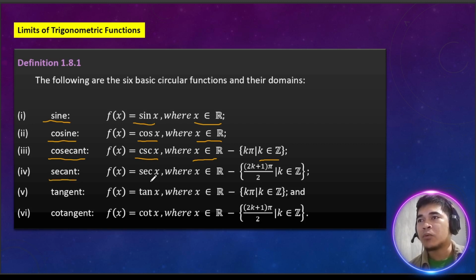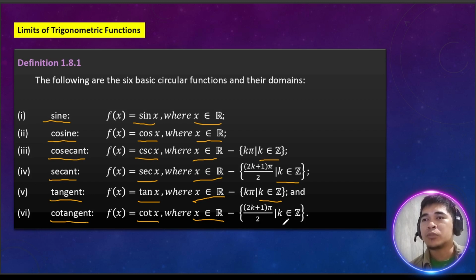Secant, f of x equals secant x, where x is an element of the real numbers minus 2k plus 1 times pi, all over 2, such that k is an element of the integers. Tangent, f of x equals tangent x, where x is an element of the real numbers minus k times pi, such that k is an element of the integers. And last, cotangent. F of x equals cotangent x, where x is an element of the real numbers minus 2k plus 1 times pi all over 2, such that k is an element of the integers.